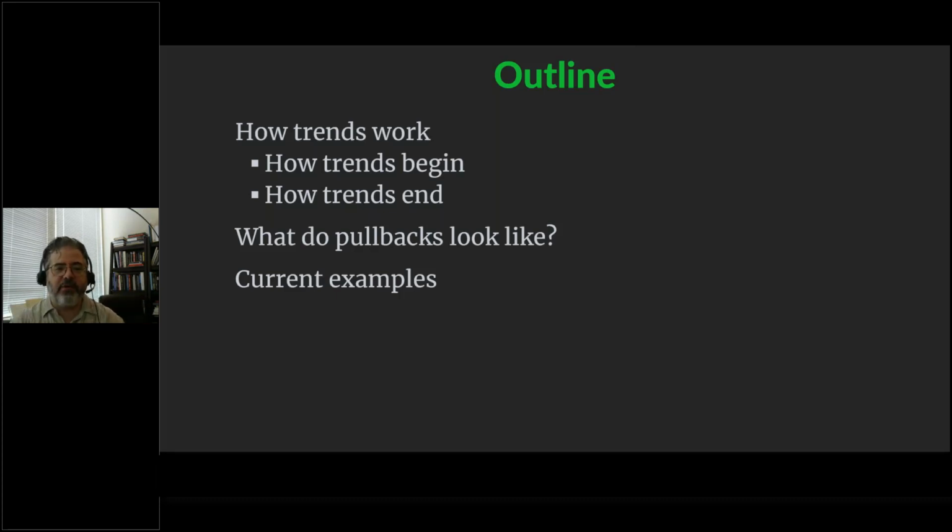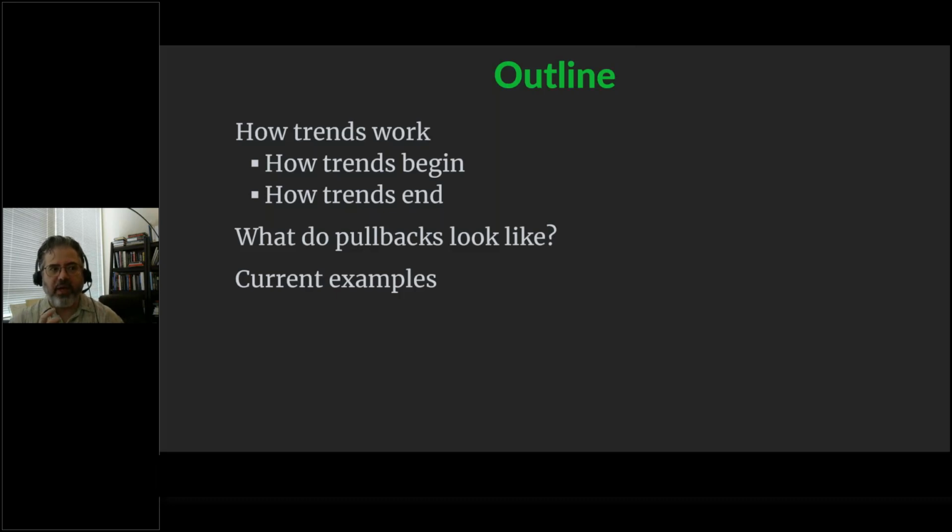So here's what we're going to do today. We are going to look at trends. We're going to talk especially about how trends begin and how trends end. The middle part of a trend, the easy part, is easy. If you had some magic crystal ball and you knew that a market would continue to trend, it would be extremely easy to trade.